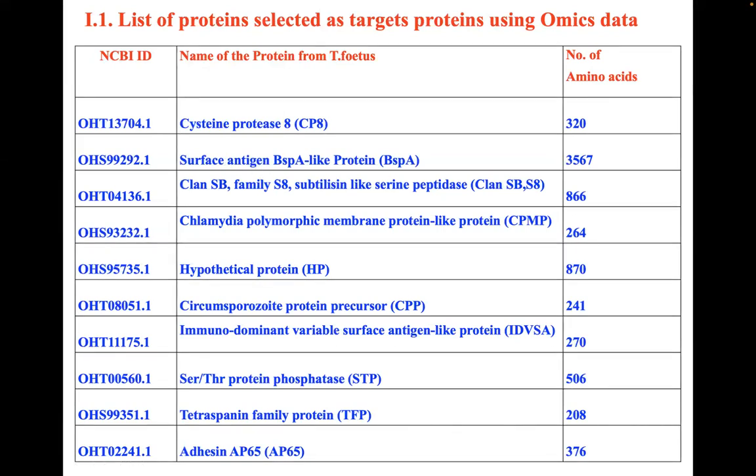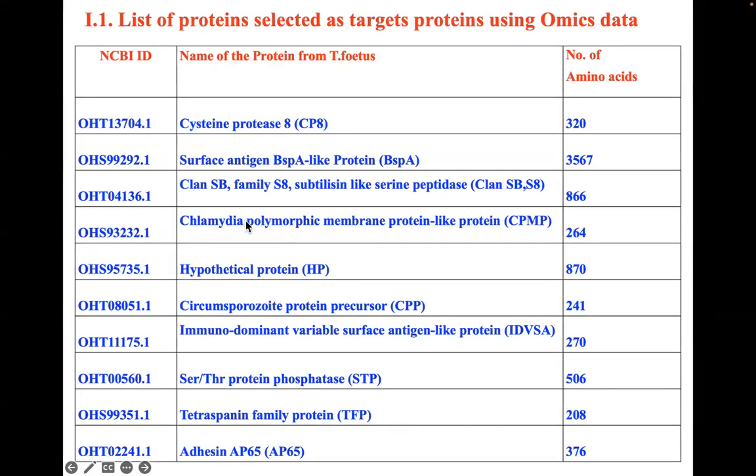Next, some name of the protein is surface antigen-like protein. The name of the protein itself is telling it is somewhat antigenic. Subtilisins, peptidases. So very clearly you are able to understand by the name of the protein itself that they are little harmful proteins. They degrade proteins like that.